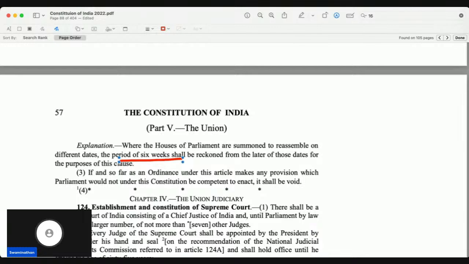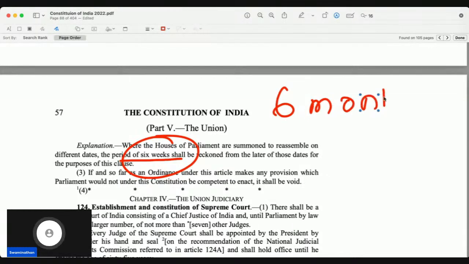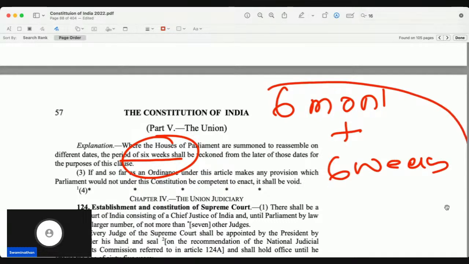But what if, at the time of promulgation of the ordinance, one of the houses is not in session, and that house comes into session after 4 months? From which date will this 6 weeks be counted? From the assembly of both the houses together. So 6 weeks will be counted from the date when both the houses are meeting together. What could be the maximum gap between two sessions of one house? It's 6 months, right? And the time required to pass an ordinance is 6 weeks. So the maximum limit of an ordinance is 6 months plus 6 weeks, right?